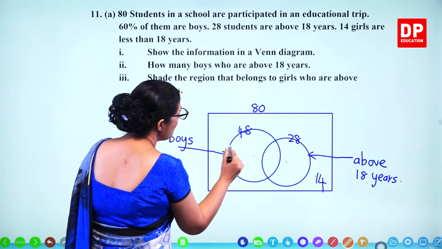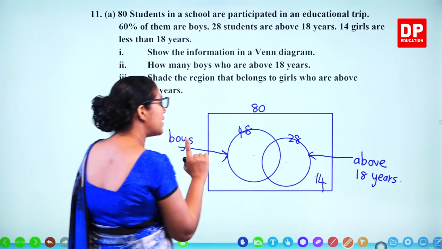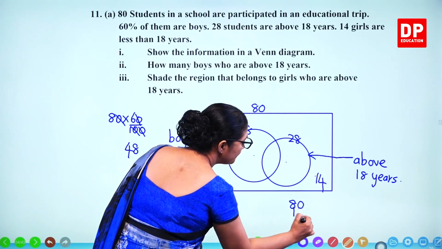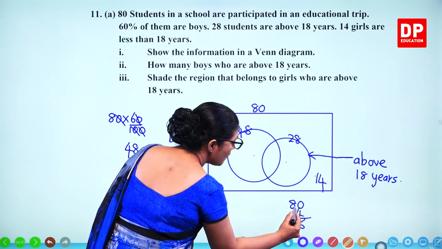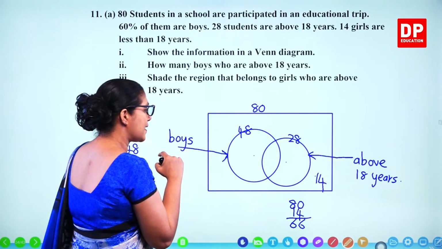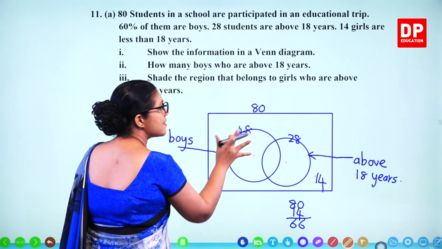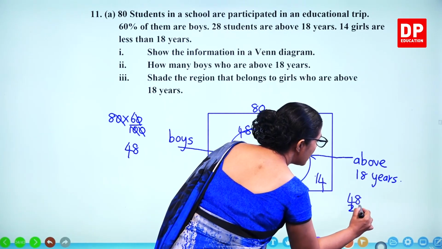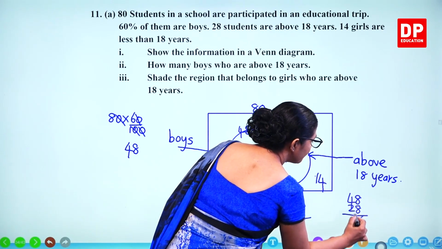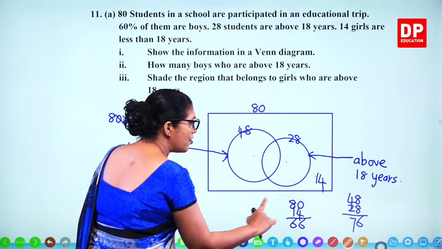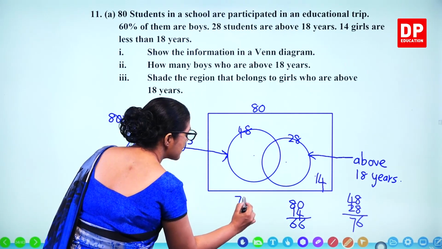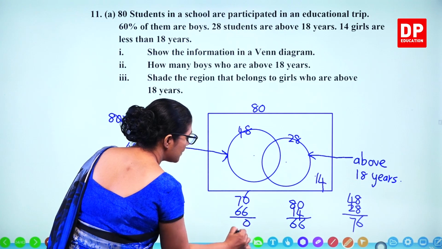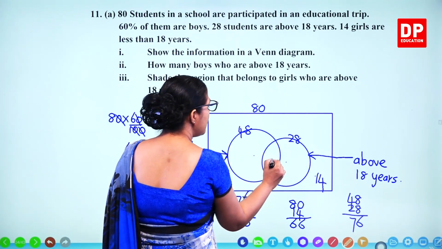How can we find out these values? We can find out by subtracting 80 minus 14. You are getting 66. And 66 is these two. But when you add 48 and 28, what do you get? 76. So the difference between 76 and 66 becomes the middle value, 10.